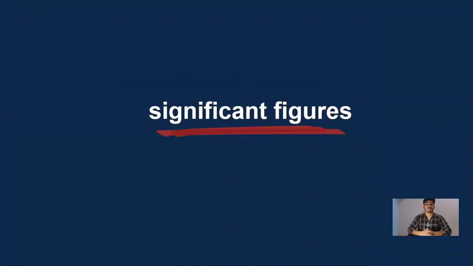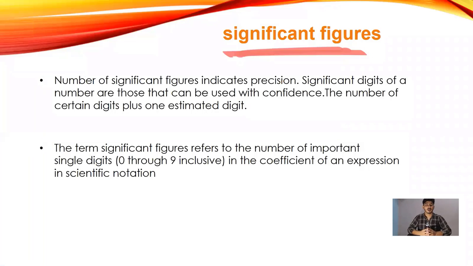Significant figures. The number of significant figures indicates precision. Significant digits of a number are those that can be used with confidence: the number of certain digits plus one estimated digit. The term significant figures refers to the number of important single digits, 0 through 9 inclusive, in the coefficient of an expression in scientific notation.